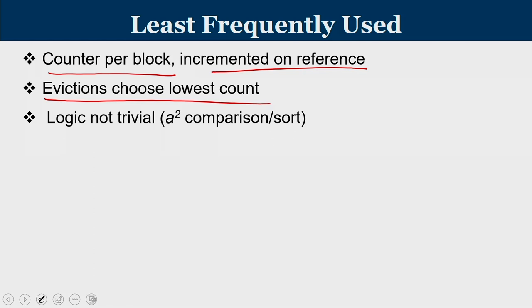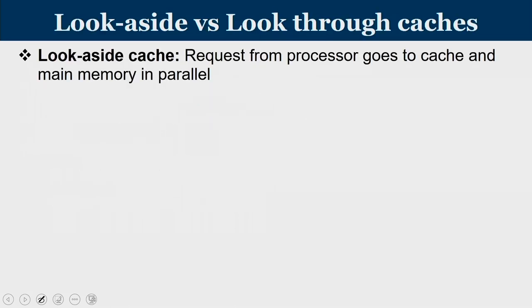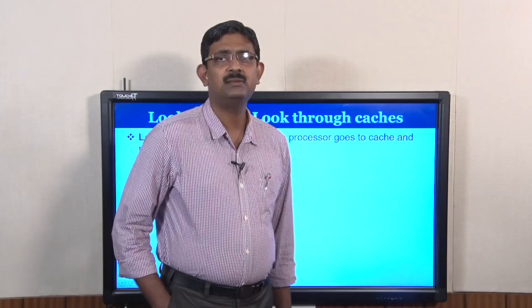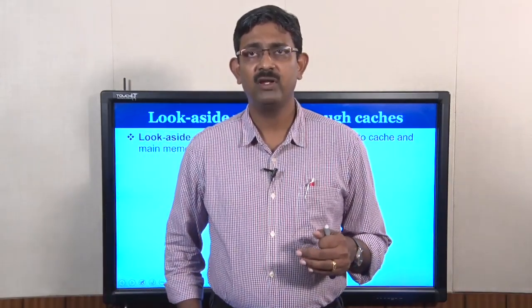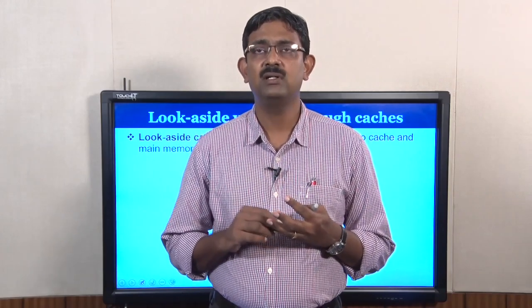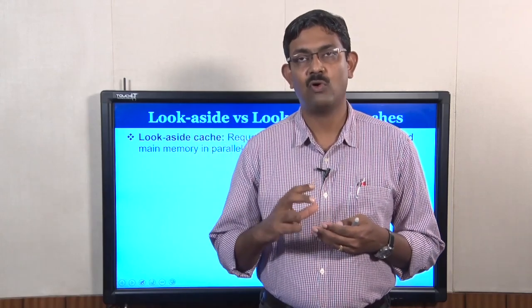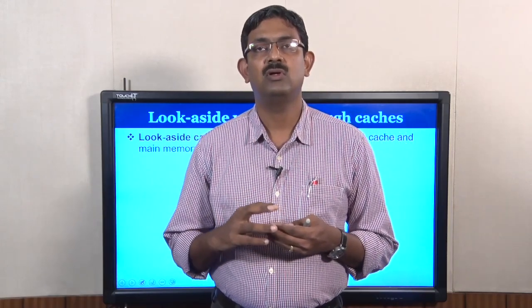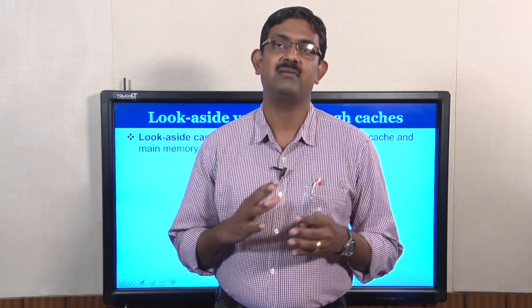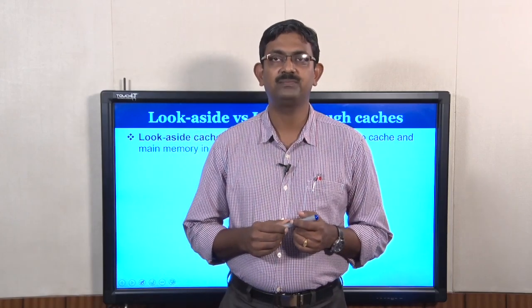We require roughly a square comparison. So, since it is an absolute number, to find out what is minimum, we have to sort them, and sorting has its own overhead. So, we learned about different types of block replacement algorithms, starting from random, first in first out, last in first out, LRU, pseudo LRU, optimal, NMRU, LFU, RRIP. These are the different types of block replacement algorithms that we have learned today.